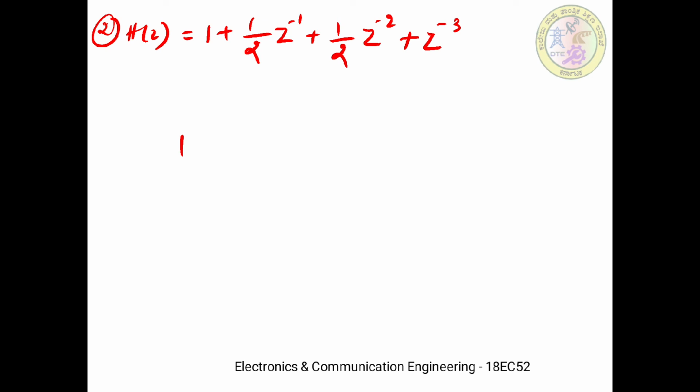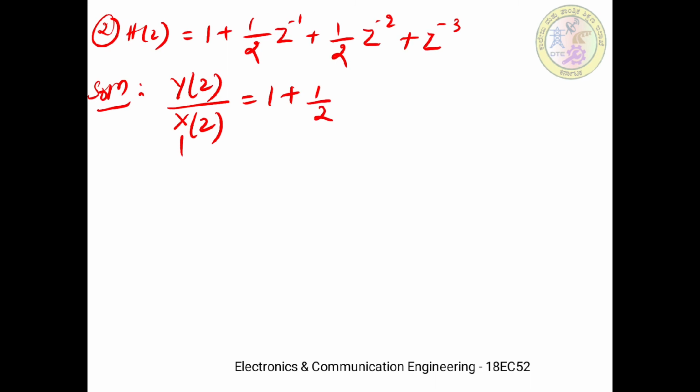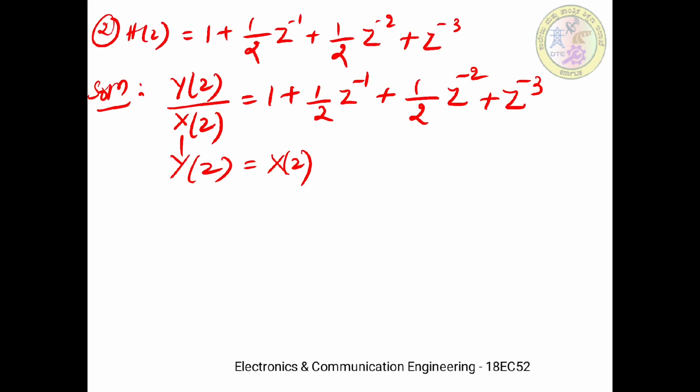Now in the solution, whatever this h of z is, I will write it in the y of z by x of z ratio form, that is equal to 1 plus 1 by 2 z inverse plus 1 by 2 z to the power of minus 2 plus z to the power of minus 3. Okay, so y of z is nothing but just cross multiply x of z.